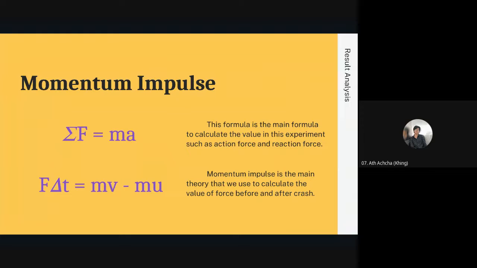This is the main formula that we use to calculate in this experiment, such as action force and reaction force. And the second theory that we use is F delta t equals mv minus mu. It is the momentum impulse. This is the main theory that we use to calculate the value of force before and after the crash.